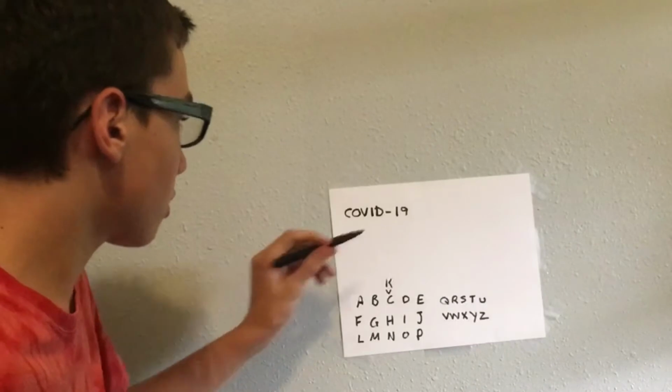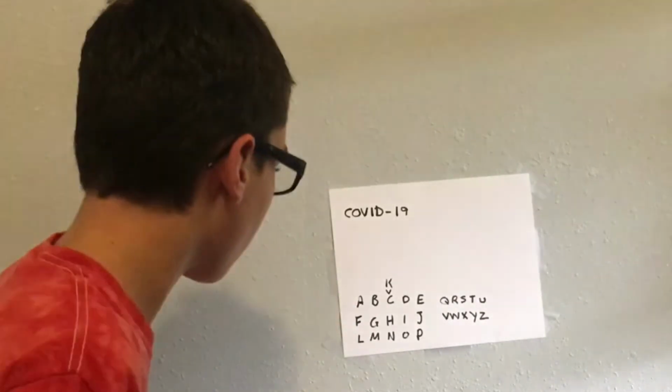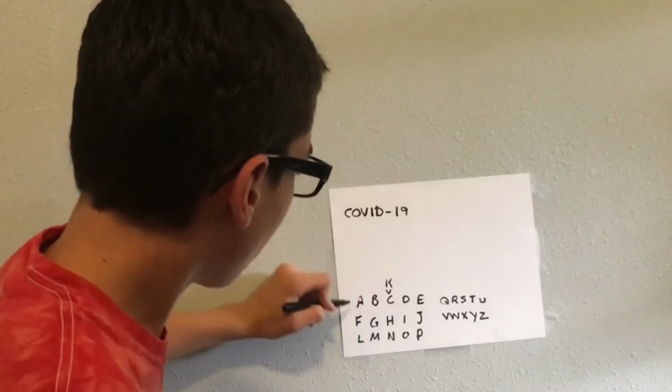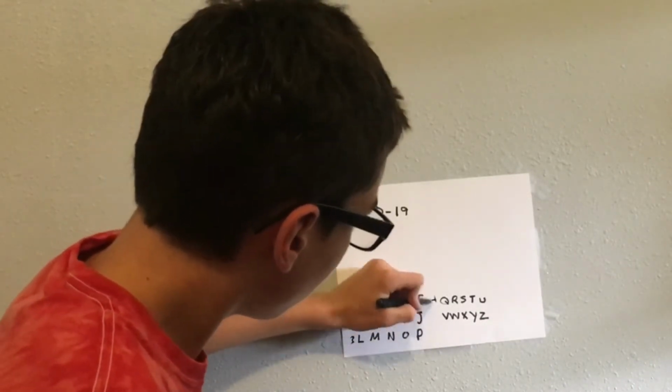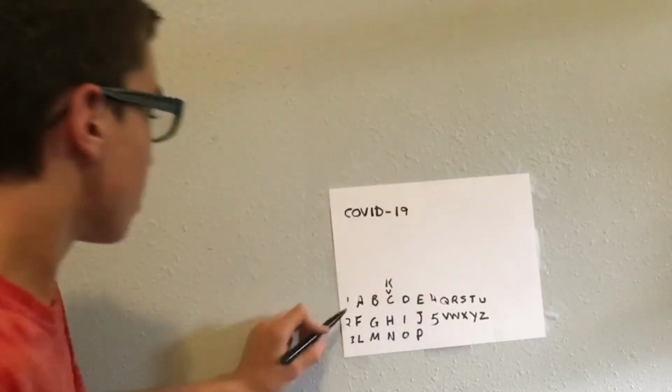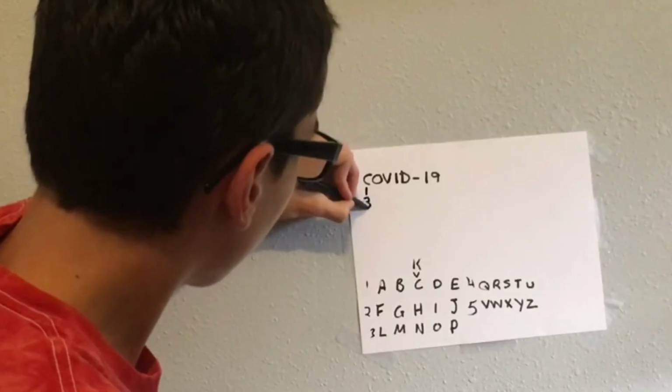So let's take the word COVID and put it into Morse code, since that's what we're basically stuck with at this point. C is the first row, so 1, 2, 3, 4, 5. So the first row and the third letter. So that would then be 1 and 3. Okay?